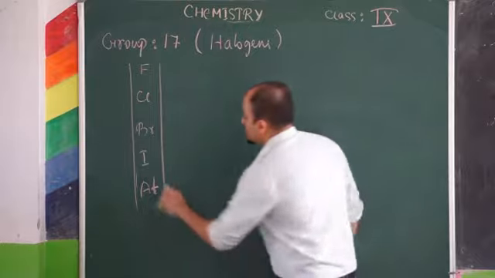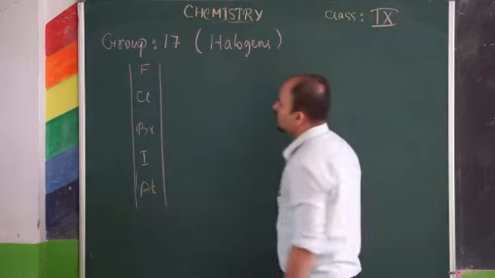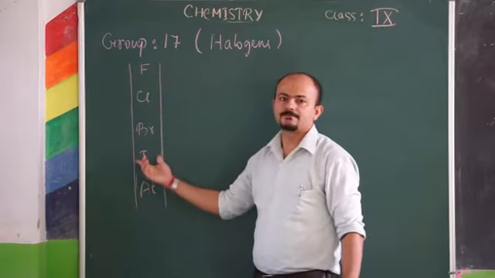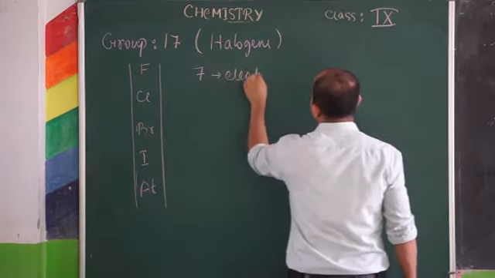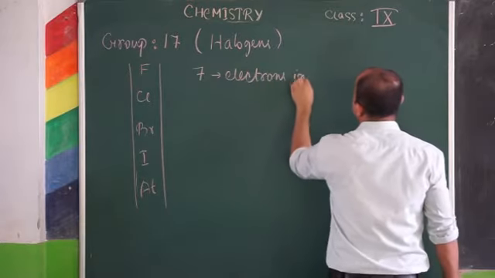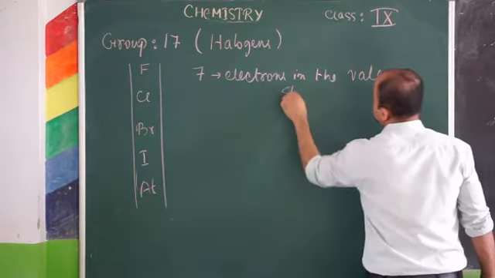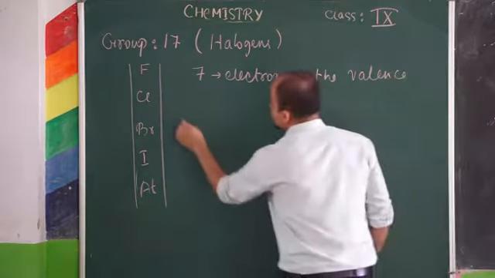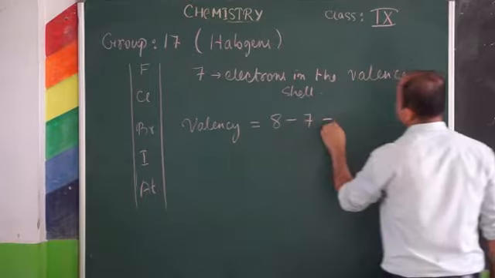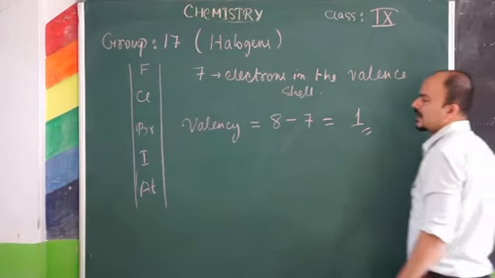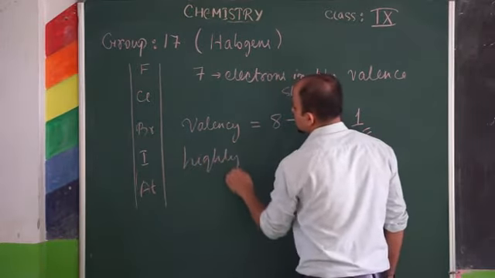Okay? Here what you have to know is, at your level, all of them, in fact, will have 7 electrons in the valence shell. Their valence is given by 8 minus 7, that is equal to 1. Their valence is 1. And they are highly electronegative.